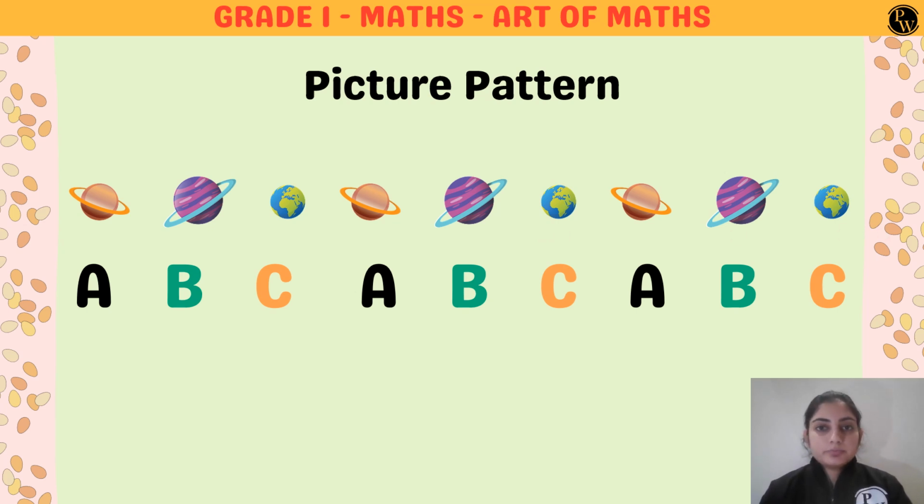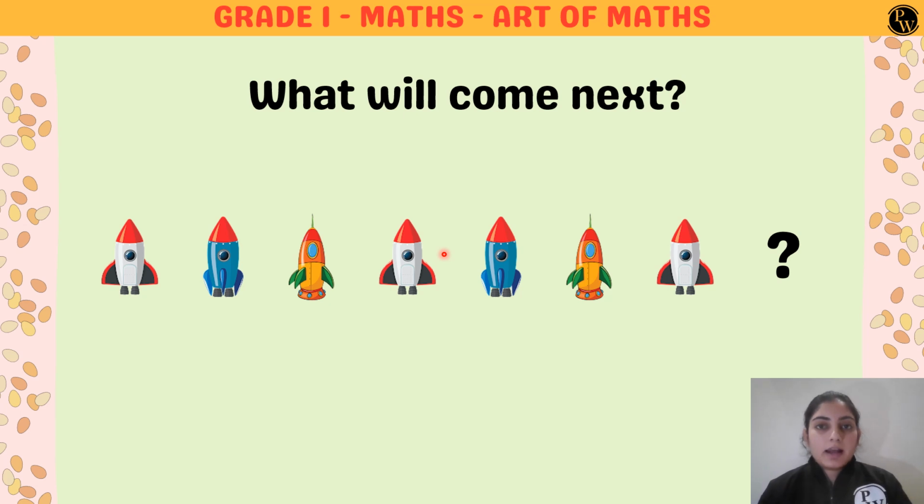Yes. Now, let me see if you can answer this one. What will come next in this picture pattern? Can you guess it? Okay, let's do it together. We have one rocket picture, then another rocket picture, then another. Okay, till here we had three pictures of rocket. Now, is this fourth picture similar to the first one? Yes. And is this fifth picture similar to the second one? Yes. And is the sixth picture similar to the third one?